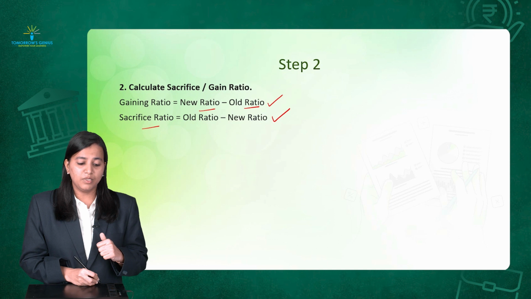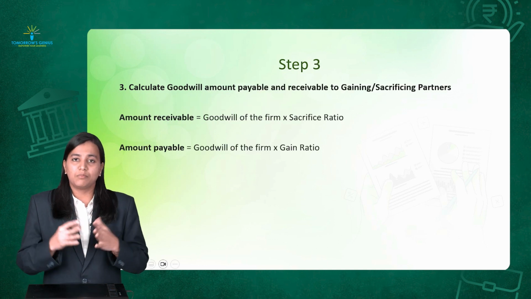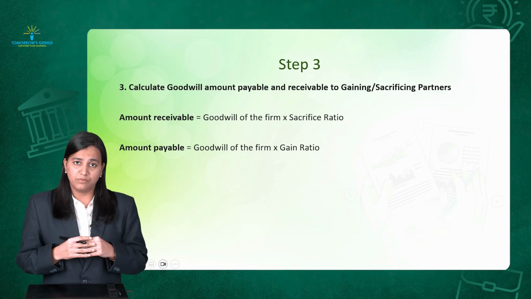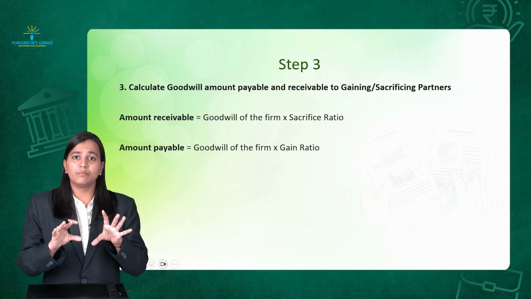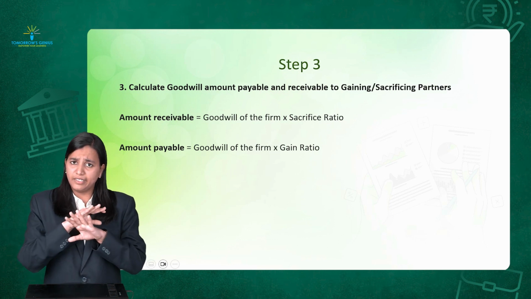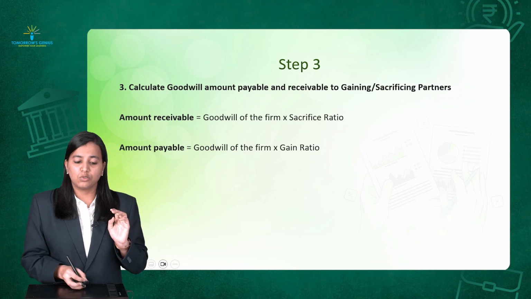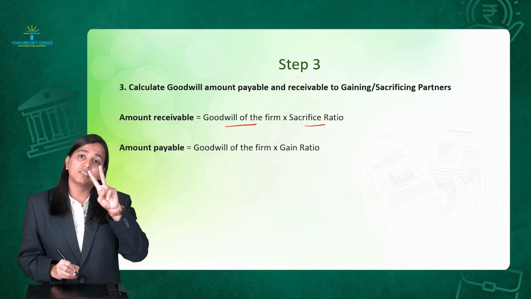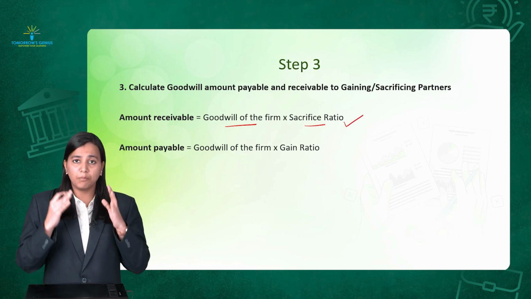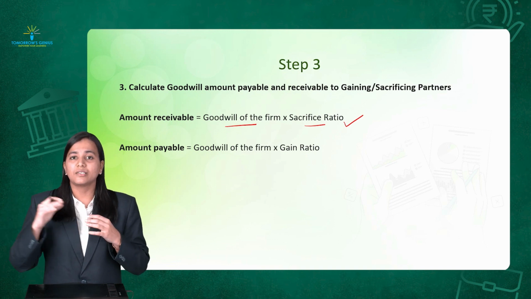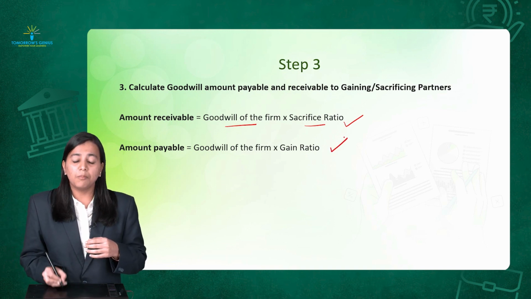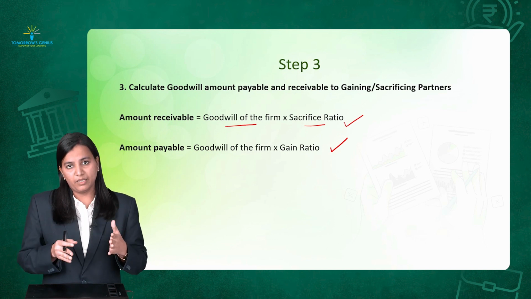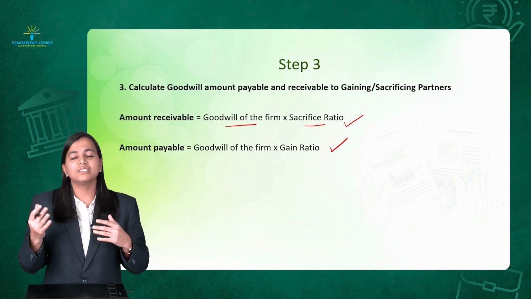Step number 3 is basically the amount payable. When you evaluate the goodwill, it is the goodwill of the entire firm. We want to know how much the gaining partner is going to pay to the sacrificing partner. The entire amount no one is going to pay, right? So, once you know the goodwill of the firm from step number 1 and the sacrifice ratio from step number 2, you can calculate the amount receivable by the sacrificing partner and the reverse amount payable by the gaining partner. Basically, debiting the gaining partner and crediting the losing or sacrificing partner.